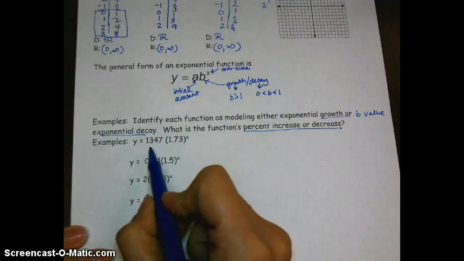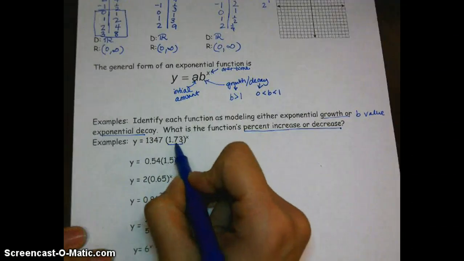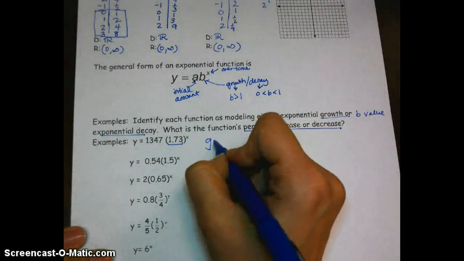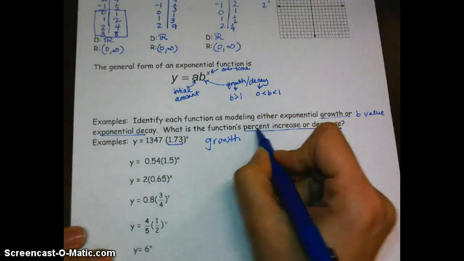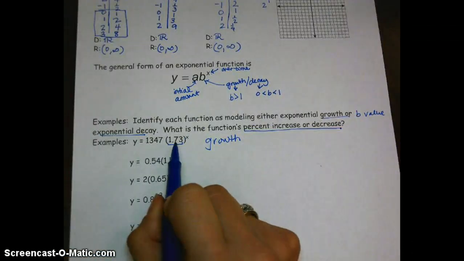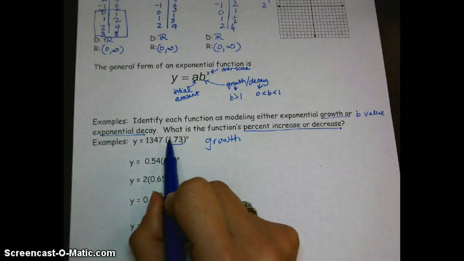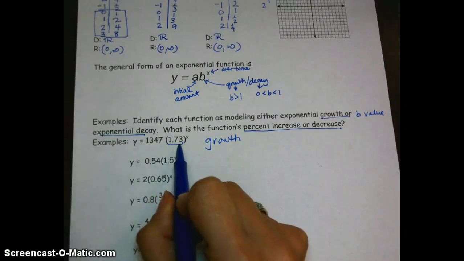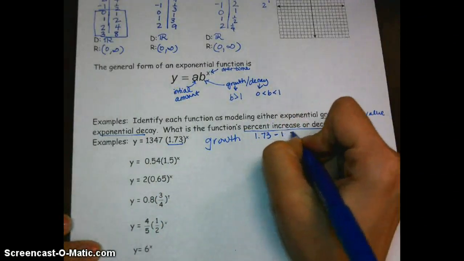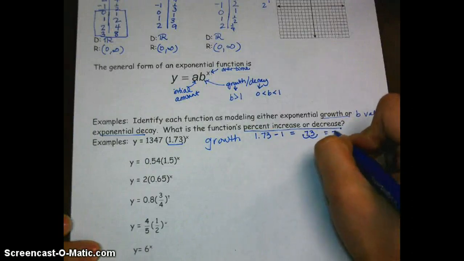Okay, so looking at my first example, right? First I have to answer growth or decay. So I'm looking at my b value. My b value is greater than 1, which means it is growth. When it asks for the percent increase or decrease, I have to think about it in terms of how far away this number is from 1, because remember 100% as a number is 1. This is 1.73. So that means we're growing by a factor of 1.73 minus 1, which is 0.73. Change that to a percent, right, is equal to 73%.